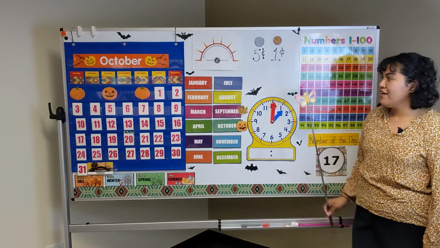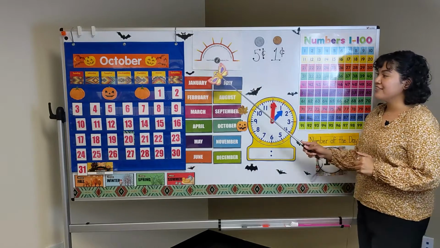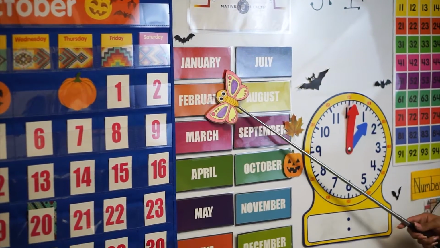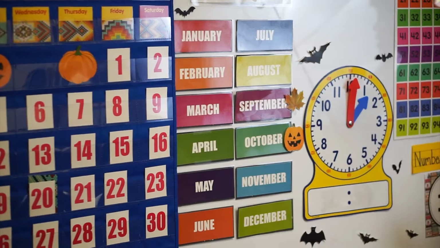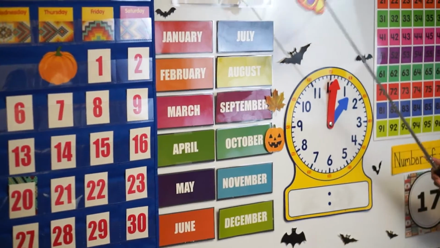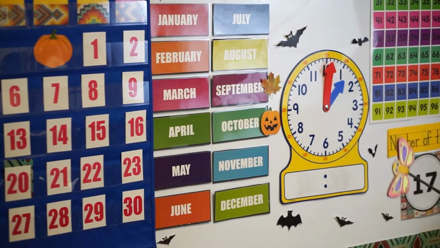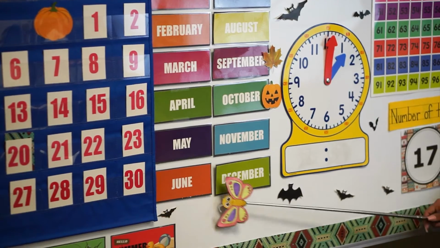All right, let's say our months together. Ready? Everyone ready? So we're gonna go in with January, February, March, April, May, June, July, August, September, October, November, and December.